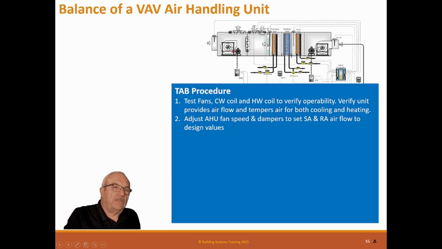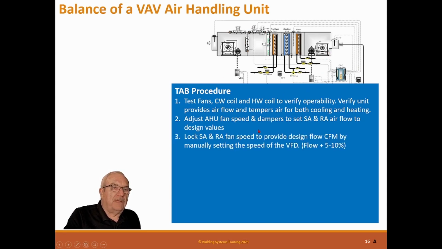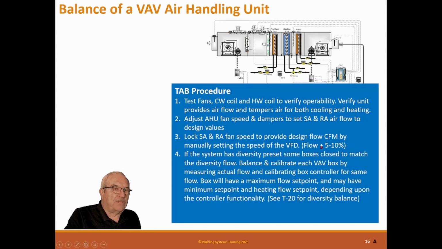We're going to have this at design value, this at design value, and we're going to adjust the fan manually. We're not going to do it in automatic. We're not putting any set point in the supply air duct. We've set these air handlers up manually. Lock the supply and return air fan speed to provide design flow CFM by manually setting the speed of the VFD to flow plus maybe 5% or 10%, because we're going to increase the flow, and as we balance, we'll back pressure up.